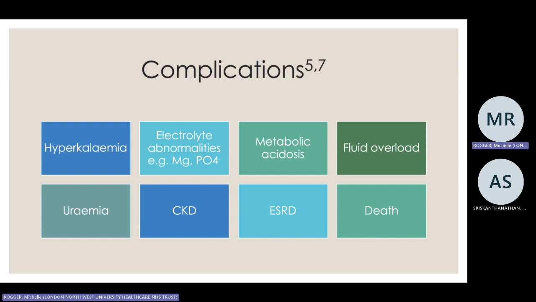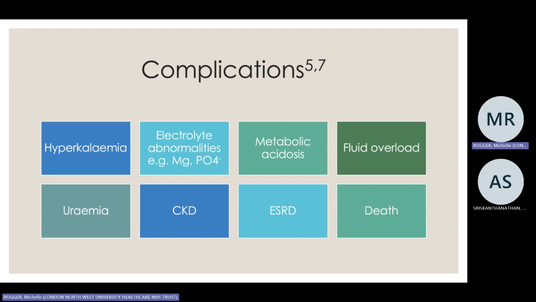Next one to be aware of is uremia. Okay, so it can develop if the kidneys are not excreting enough urea, and this can cause things like pericarditis, neuropathy, and encephalitis. So that's why I mentioned earlier to look at whether someone's confused in your assessment, because it might be a complication of the AKI itself.